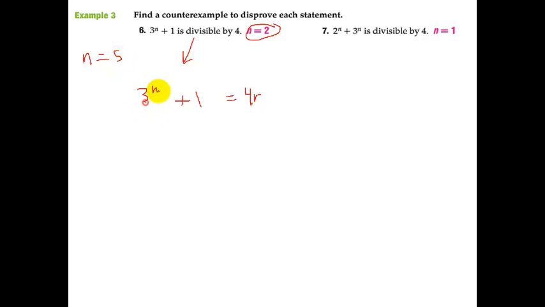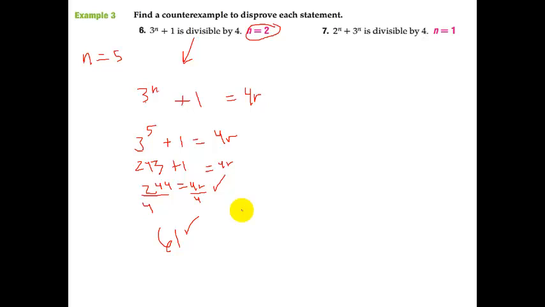If I plug this in, 3 to the 5th plus 1 equals 4r. 3 to the 5th power, let's see, 3, 9, 27, 81, 243. So this is 243 plus 1 equals 4r. So that's 244 equals 4r. Well, if I divide by 4, that actually works. 244 divided by 4 is 61. Okay, so I did not prove it's wrong. In fact, I provided more evidence that it's true. So n equals 5 did not work.